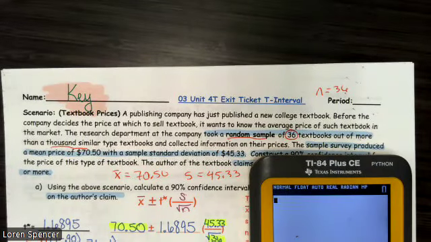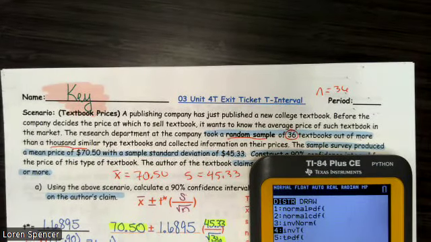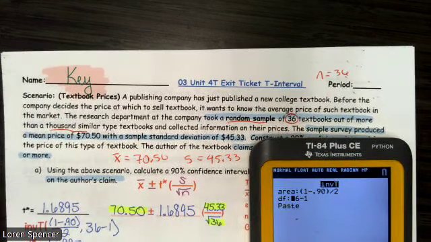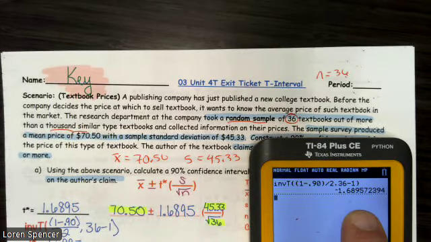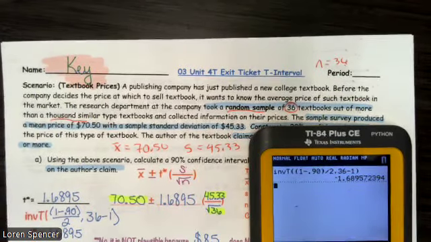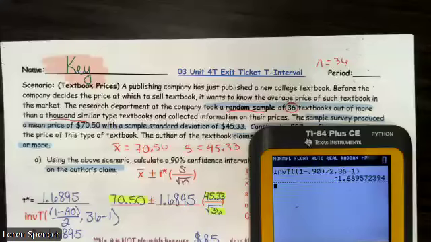Well, I'm going to have to go second vars inverse T and put in 1 minus 0.90 divided by 2 for my area. And my degrees of freedom are going to be 36 minus 1. And you could have just typed in 35 if you prefer. At which point I get 1.6895. Go ahead and make that positive. And so that's where our T star comes from.